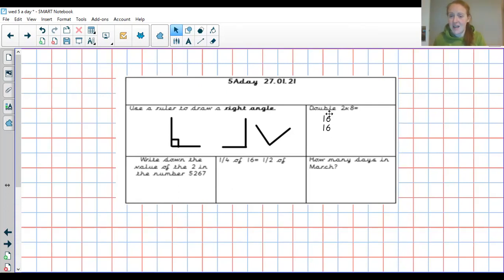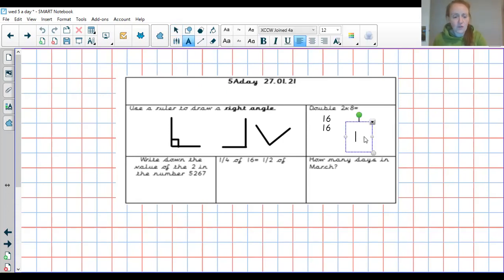So you could do 10 and 10 and 6 and 6. So we know 10 and 10 is 20, 6 and 6 is 12. So that makes 32. 20, add another 10 is 30, add on the 2, 32. So if you've got the answer 32 in there, well done, give yourself a tick. Perfect. Right, let's go down here.